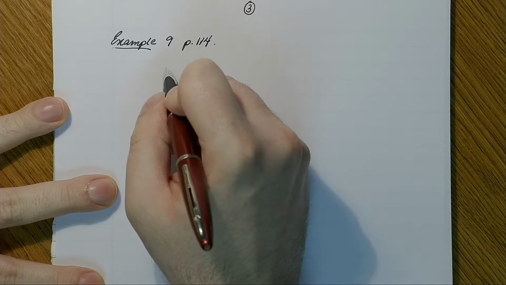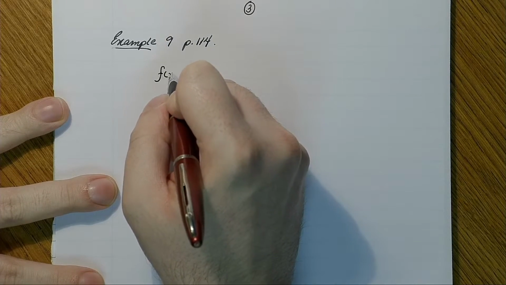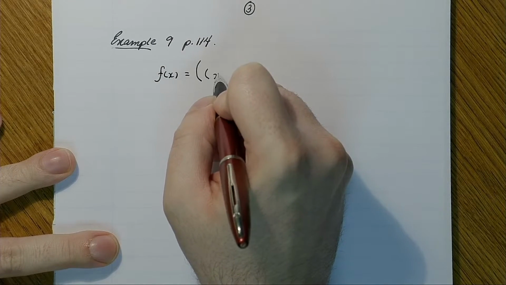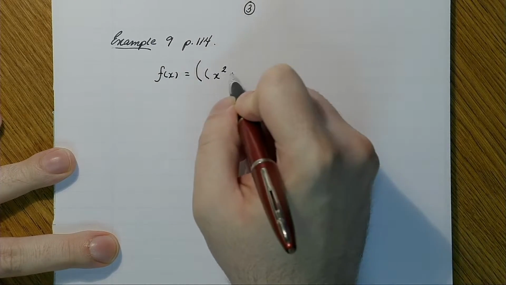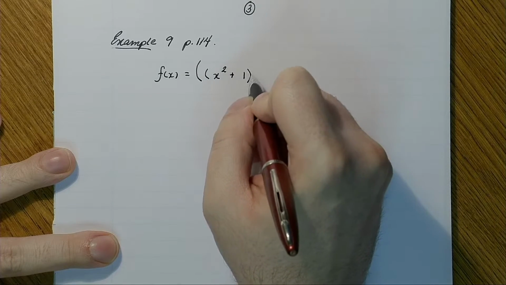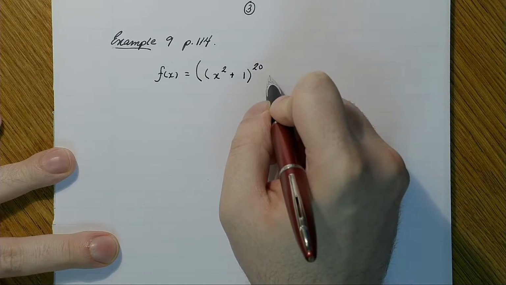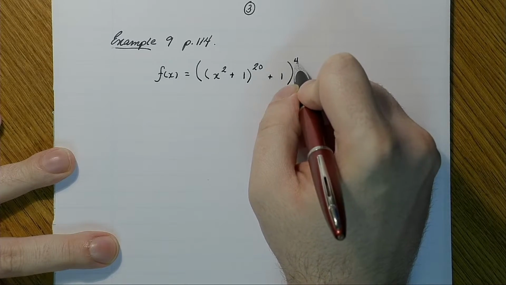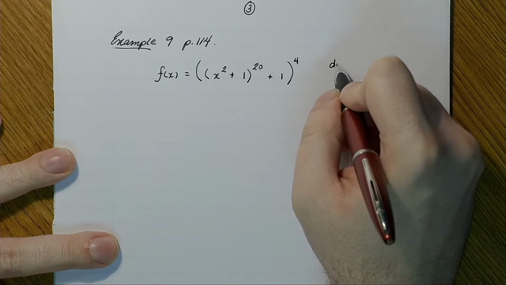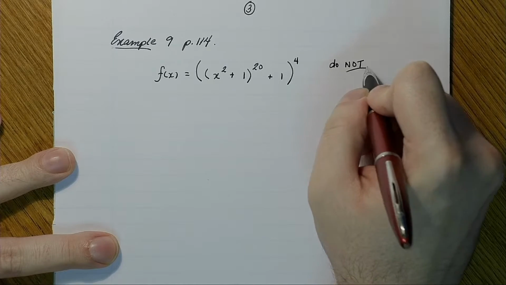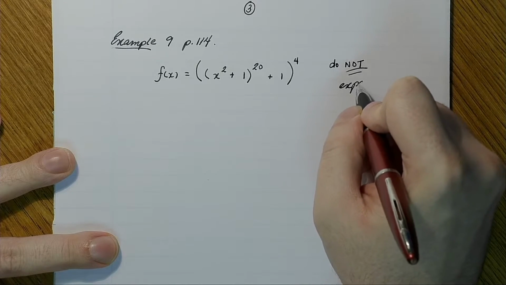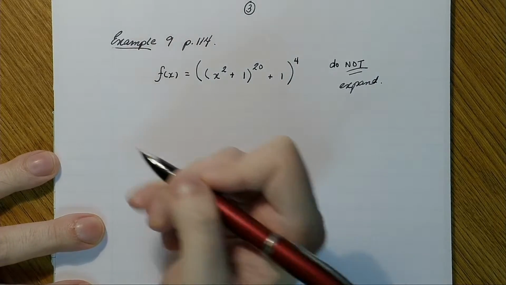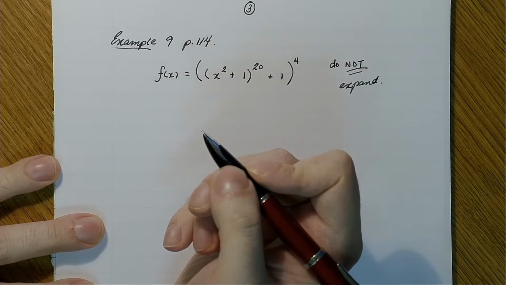And what we're asked is to differentiate this function. I have f of x equals x squared plus 1 to the 20, plus 1, all to the 4th. And then they said, don't expand, because that would take a while. So how do we differentiate this?